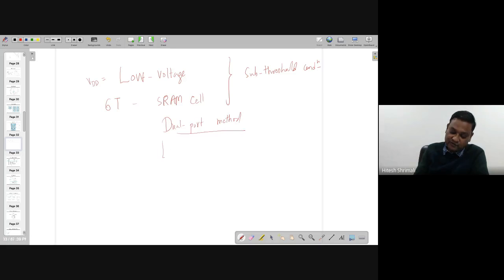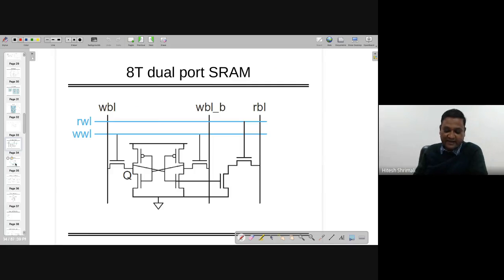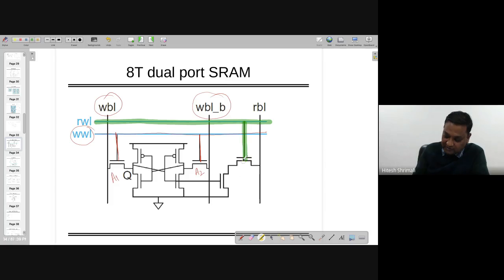That dual port method allows you to read the cell directly. Means like this, you might have bit line and bit line bar. You might have the word line, which is actually controlling only these two transistors, E1 and E2. Whereas there is another word line, which is the read word line. This read word line is only controlling this part. So depending on what input is available here, that will be amplified.